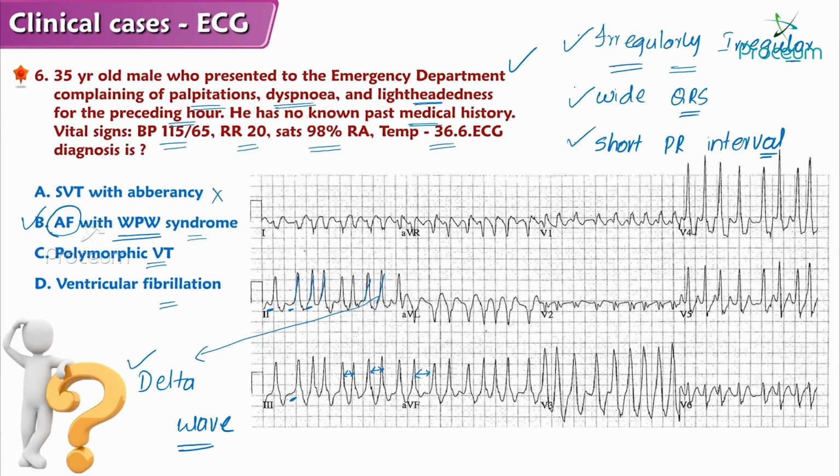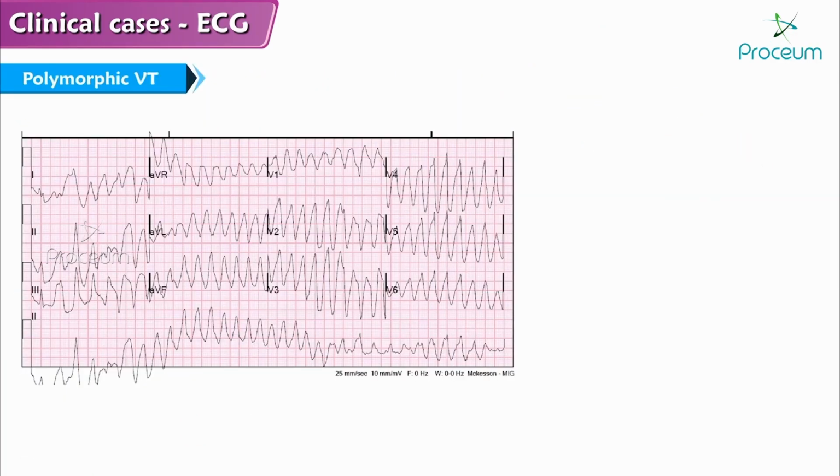Now, what about the other two options? That is polymorphic ventricular tachycardia as well as ventricular fibrillation. In polymorphic ventricular tachycardia and ventricular fibrillation, you have the regular rhythm, but it will be of ventricular complexes. Let me just show you the ECG of polymorphic ventricular tachycardia. This is the ECG of polymorphic ventricular tachycardia. The word itself tells you polymorphic. What do you mean by the word? Polymorphic means you have QRS complexes of variable morphologies.